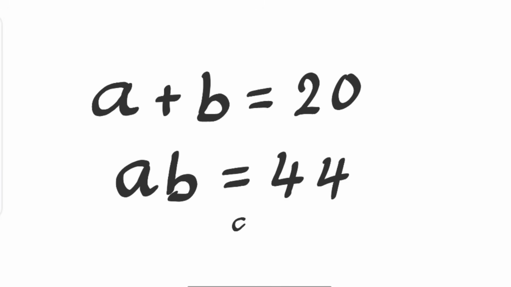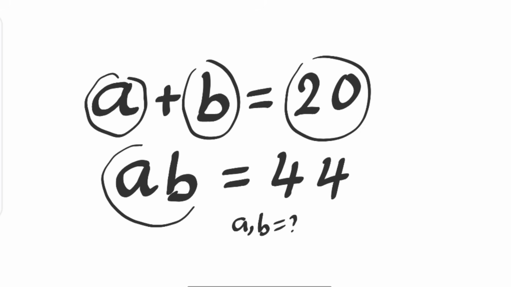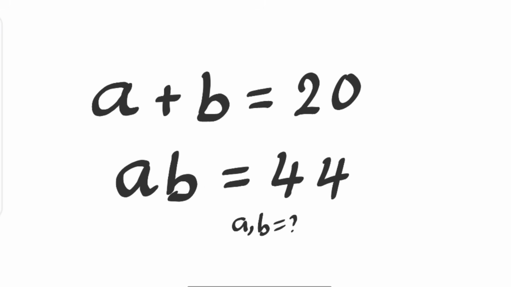Let us solve for A and B. Given A plus B is equal to 20, AB is equal to 44. A plus B is equal to 20, let us call this equation 1. AB is equal to 44, let us call this equation 2.